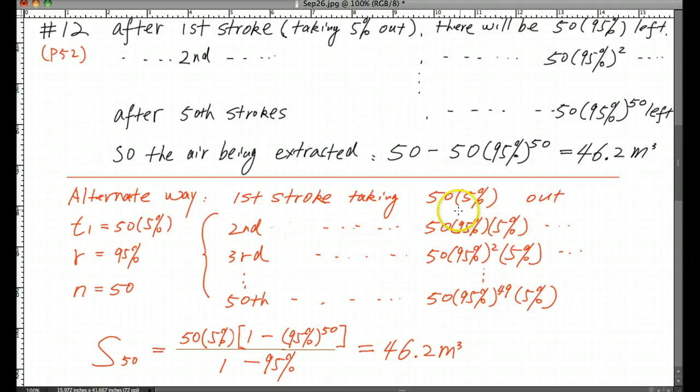So obviously it's a geometric series. The first term T1 is 50 multiplied by 5% right here, and r is 95%, which you find by dividing any term by the previous term. Then we have 50 terms, from the first stroke until the fiftieth stroke, and then we just apply this formula: T1 times 1 minus r to the 50, divided by 1 minus r. So we got the same answer.